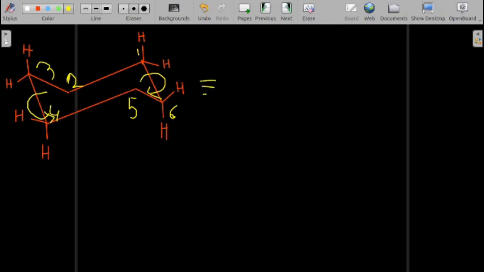So for two rotations, we will sketch two circles for the Newman projection, because for any acyclic compound, we consider only one rotation, that is why there will be only one circle in the structure.